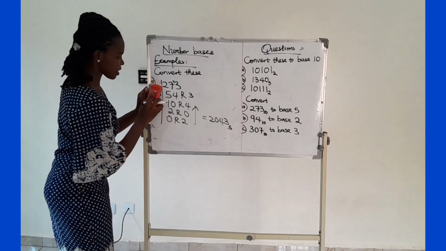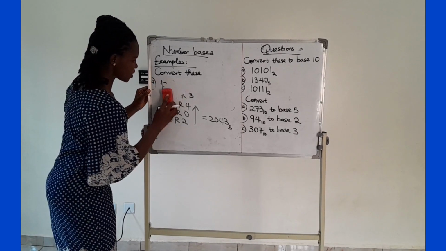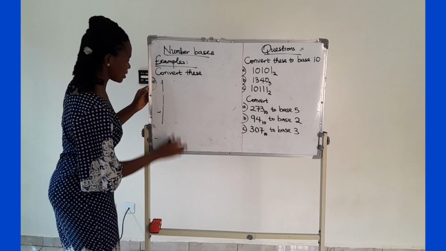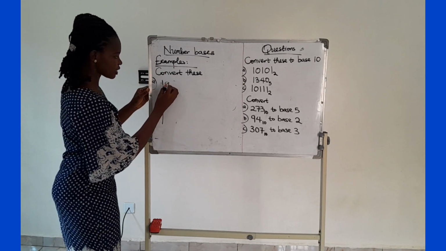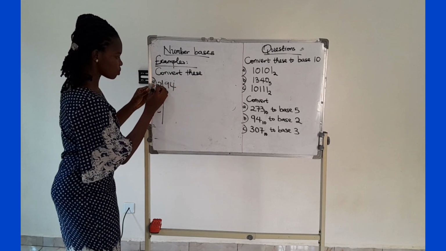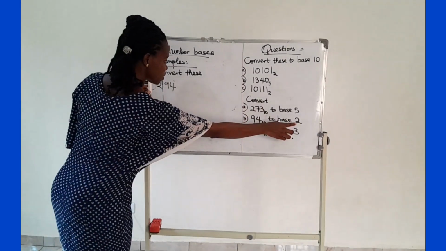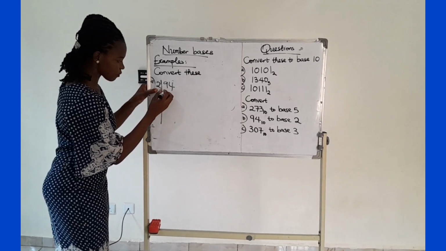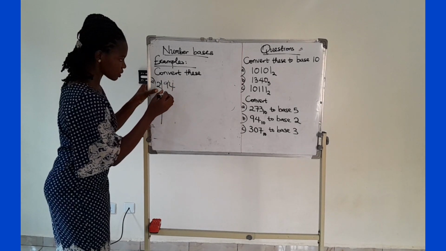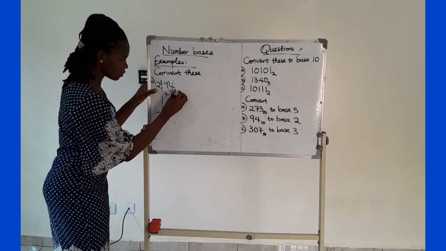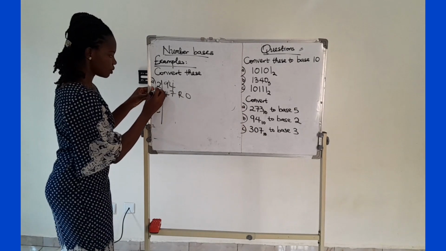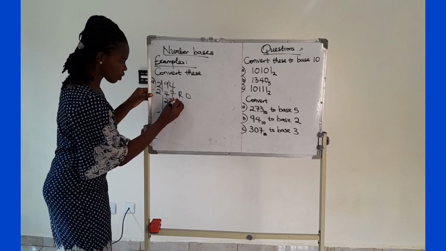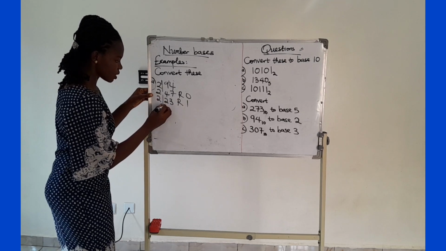So let's try another one. I hope you're writing. Make sure you're writing. Let's try 94 base 10. We're changing it to base 2. So the base you're changing to is what you're going to use to divide. So base 2: 2 into 9 is 4, remainder 1. Put it here, 14. 2 into 14 is 7, no remainder, write 0. 2 into 7 is 3, remainder 1. Put 1.